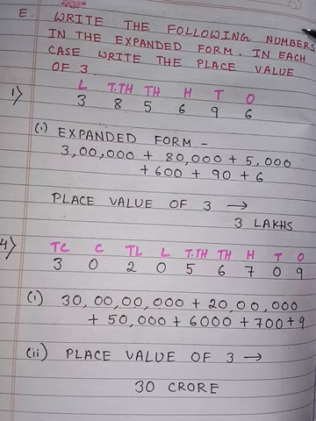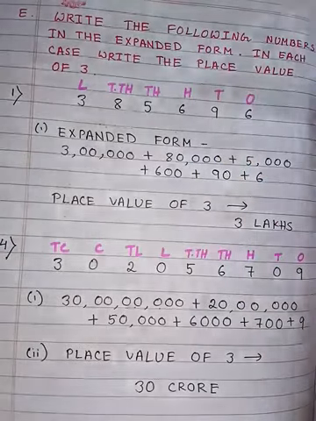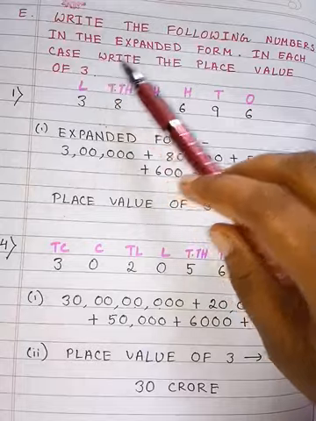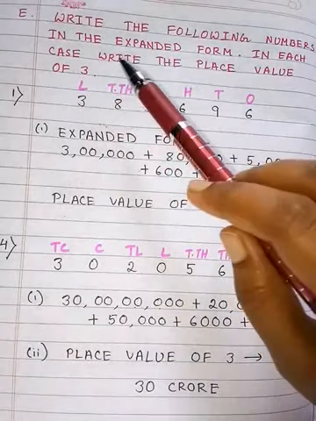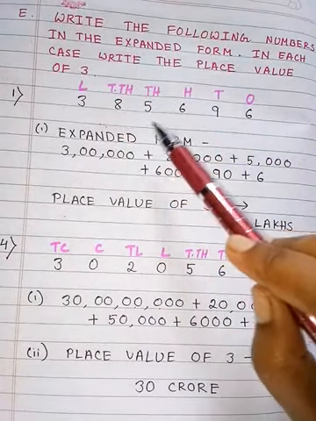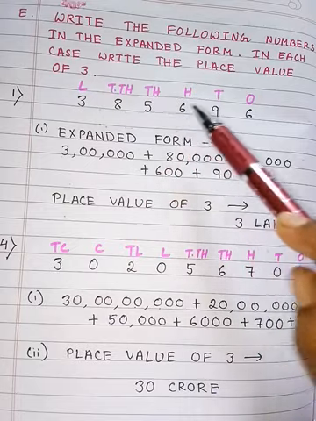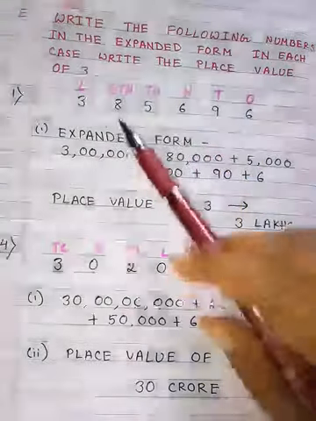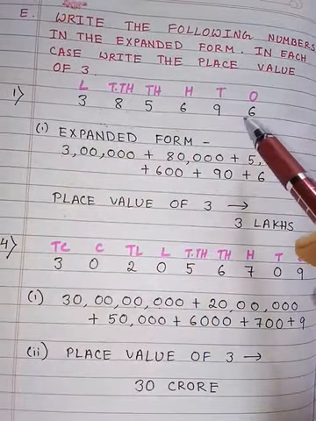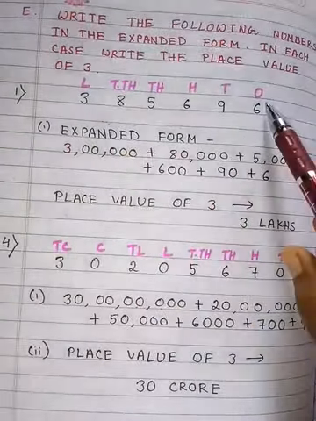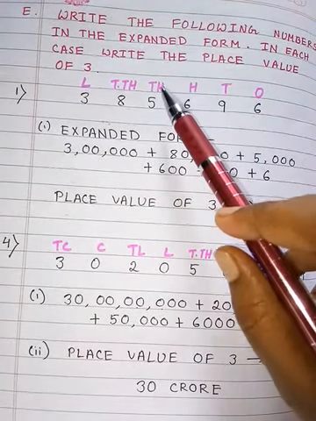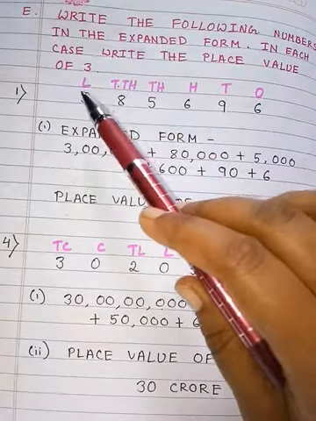Now, question number E. Write the following numbers in the expanded form. In each case, write the place value of 3. So here one number is given. You have to write down the expanded form of this number. First, write down the place values: ones place, tens place, 100 place, 1000 place, 10,000 and lakhs.